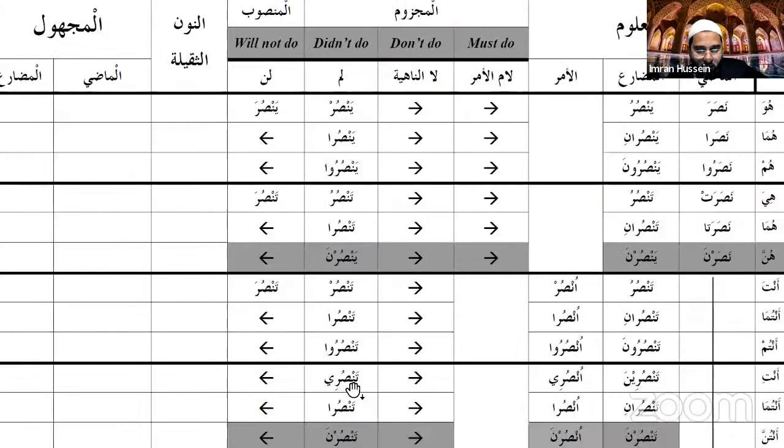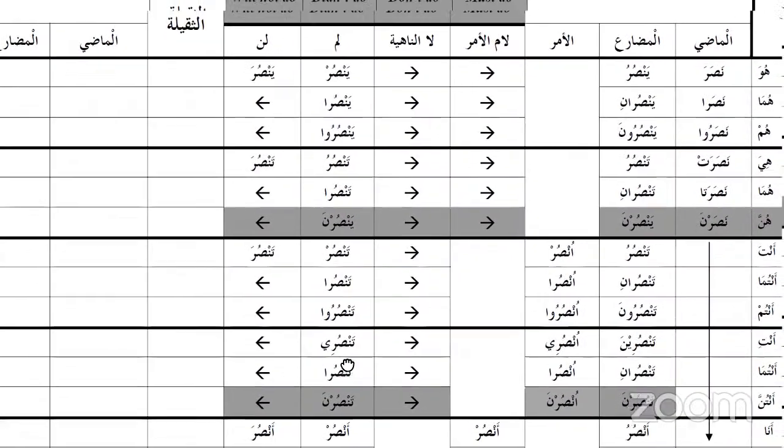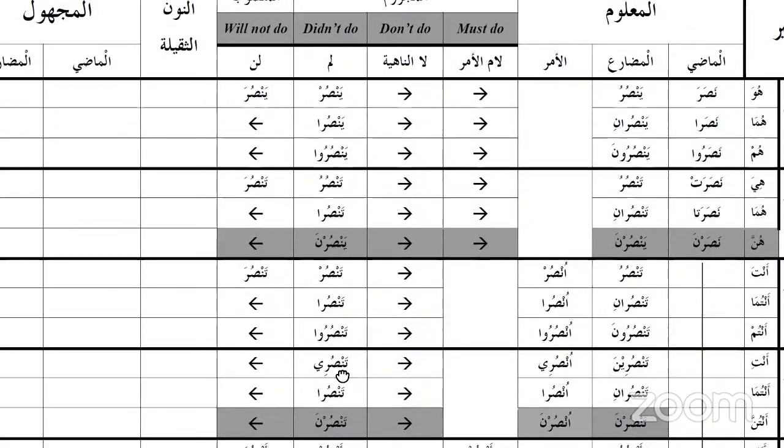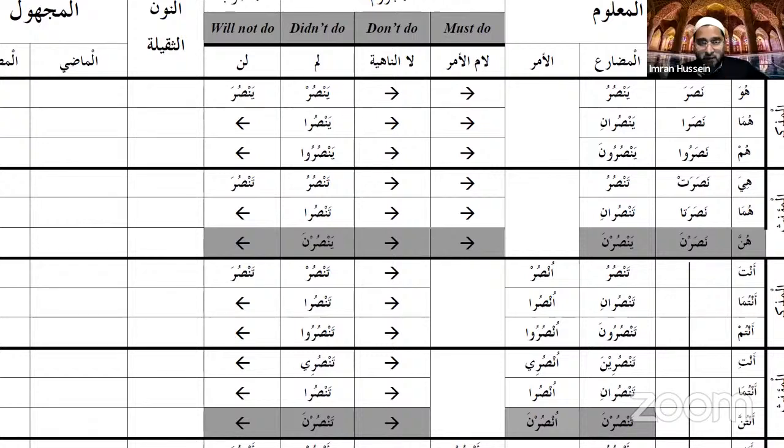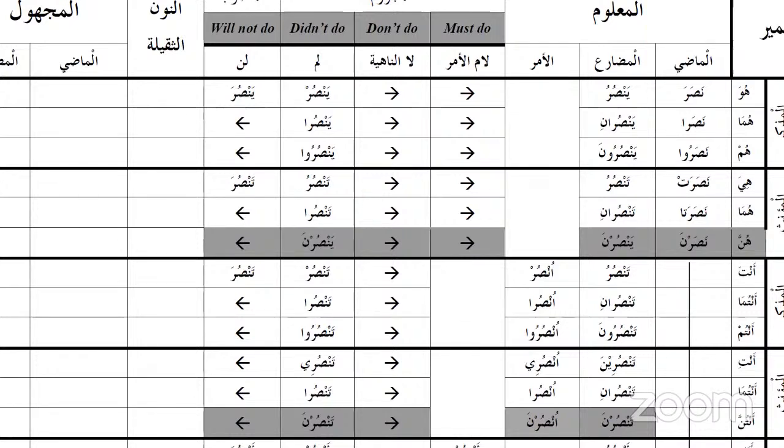Yes. Brilliant. So can I just ask, the next column where it says la, la nahi, so we would say for the first one, for he, la yansur. Excellent, that's correct. And then what's the third column? It would be lam, and no, la.